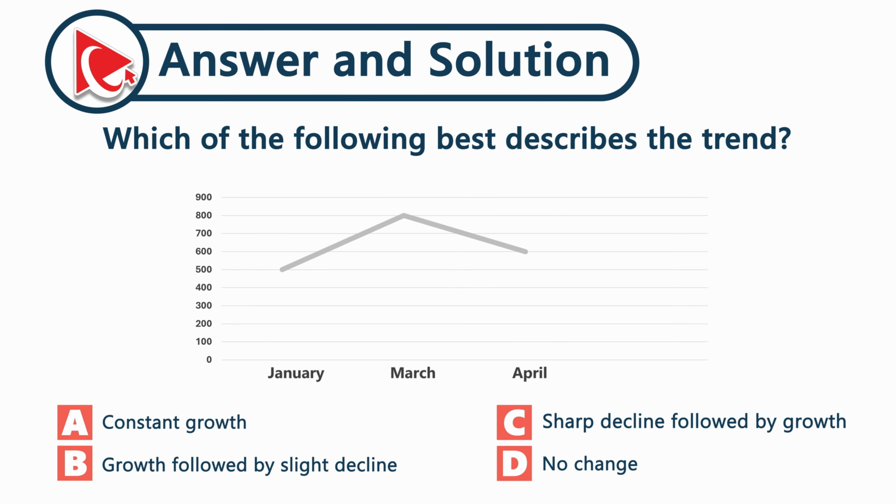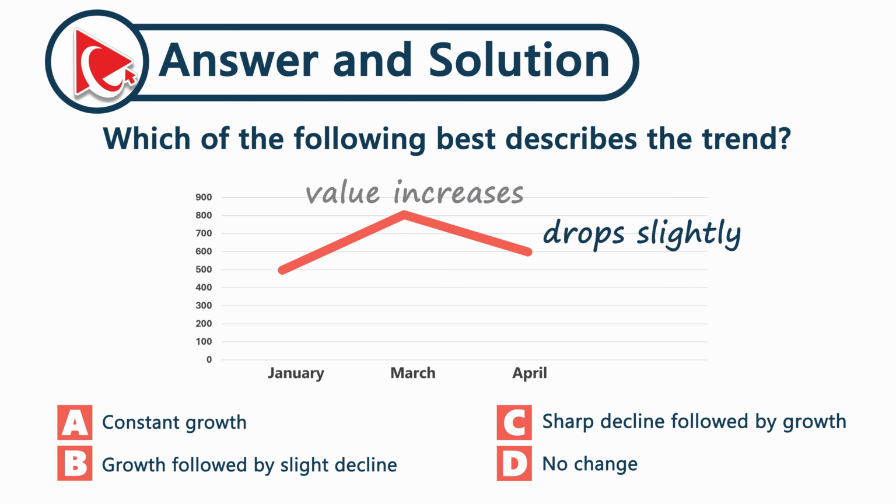Now let's analyze the data points. The value increases in March, then drops slightly in April. It's not constant, not flat, and definitely not a sharp drop. This is why the correct answer here is choice B, growth followed by a slight decline. Small movements can reveal big insights, but only when you look closely.